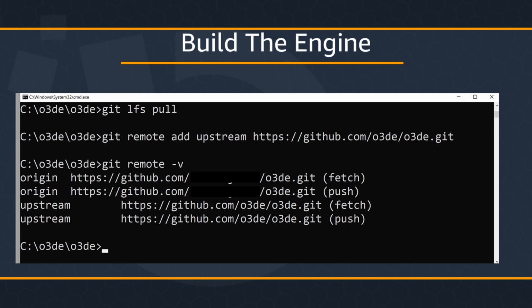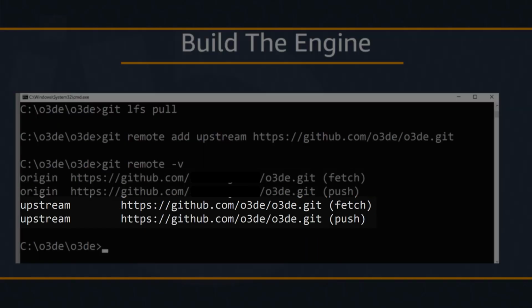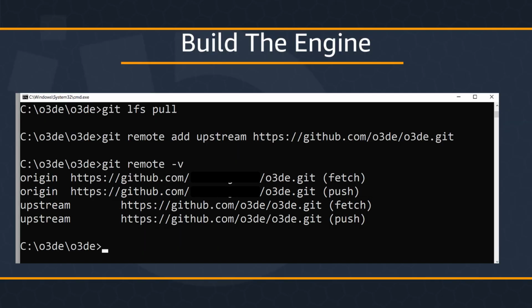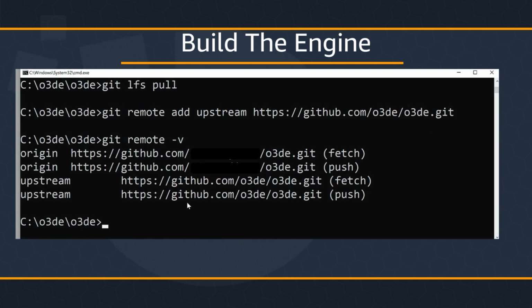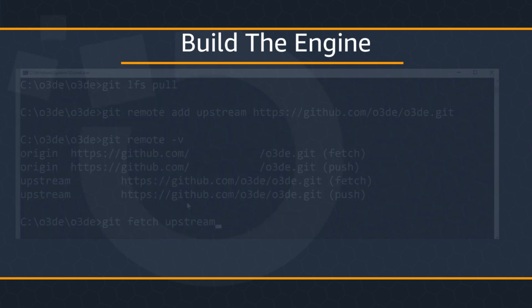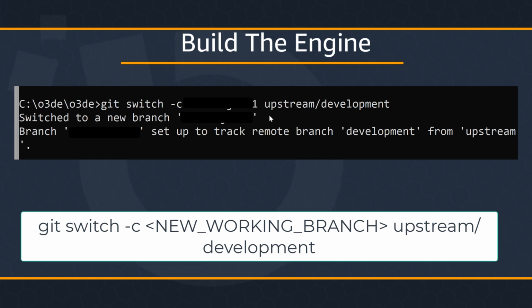You should see the URL for the fork as the origin and the URL for the original repository as the upstream. Anytime that you want to sync the latest files from the repo and LFS, you can merge changes from the upstream branch you're working with. We use git fetch upstream for this. You can use the git switch command to create your local working branch and set it to track the upstream of the development branch.